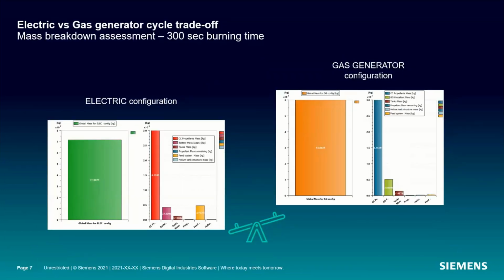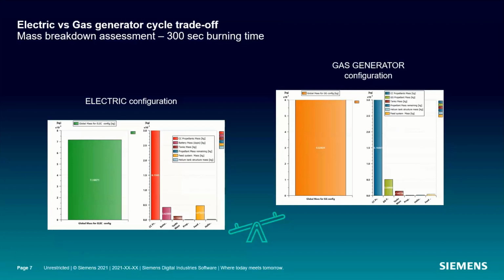So when we do that trade-off study, we look at different analyses. Oh, sorry. Let me see if I can bring this up here. Okay. So the first one we looked at was the mass breakdown. We did 300 seconds of burning, right? And we looked at the global mass of the electric configuration initially, and then where that was discretized.